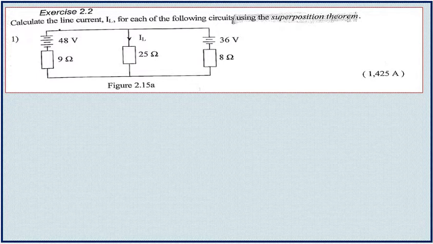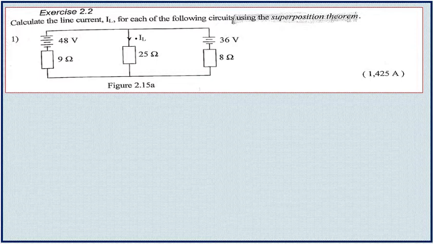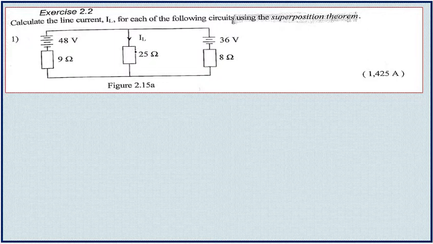Exercise 2.2. Calculate the line current IL for each of the following circuits. So that's the first exercise. Here they recommend that we use the superposition theorem. They want us to determine the current IL, which represents the current flowing in that resistor.